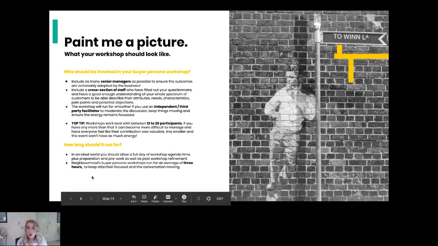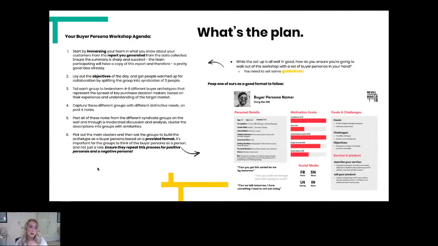As well as this, in your workshop, you need to have a plan. All hell can break loose if you just gather everyone together and everyone's there, it gets manic. So you need to ensure that you're following some guidelines. You need to start by immersing your team in what you know about your customers from the report you generated. Your team would have filled out the questionnaire, so they'll already have a pretty good idea. So be sure to keep it pretty short. You then want to lay out the objectives of the day. So what do you want to be leaving here with? What do you want everyone to know that they have to have accomplished by the end of your workshop?